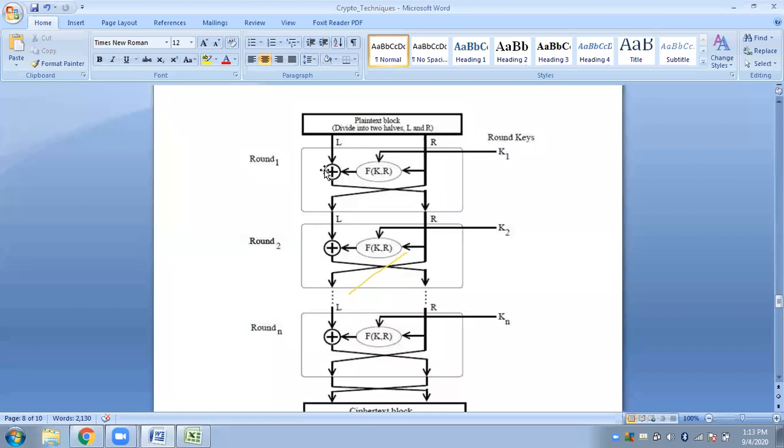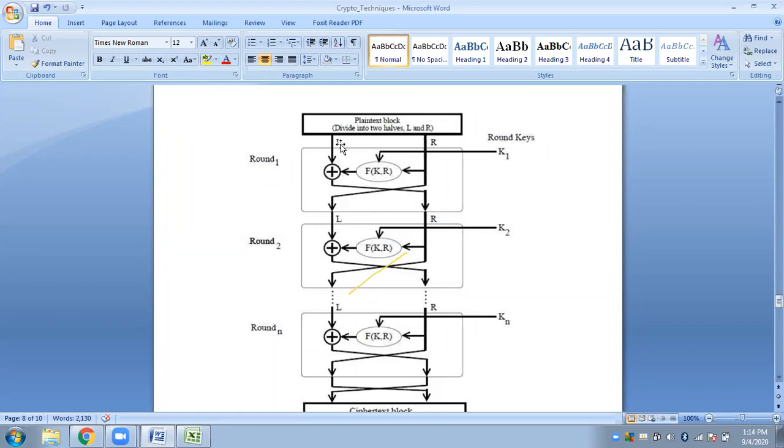This is one logical operation. This exclusive OR operation will be performed on the left part of the plain text and the result obtained after performing the function on the key and the right part. Now you finally get one output after this entire process, and you also have the right part. Then we are done with round 1.